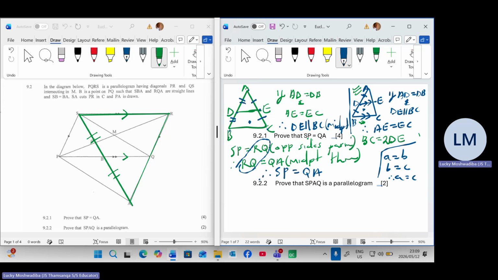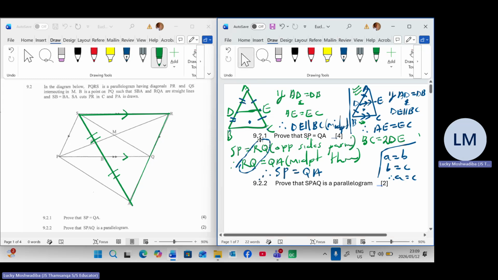We have answered the first question. I will move on to the second question, that is 9.2.2.